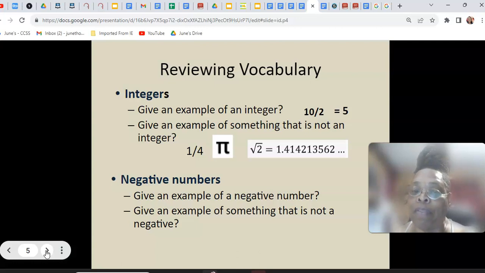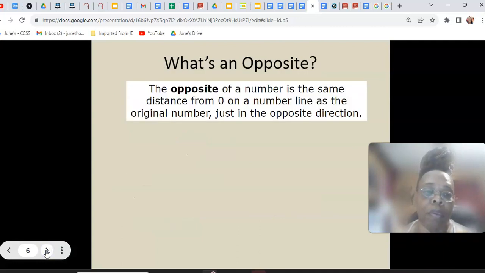Negative numbers. Of course, we can give examples of negative numbers: all the numbers that are less than 0. And positive numbers, numbers that are non-negative, are all the numbers that are 0 and above.